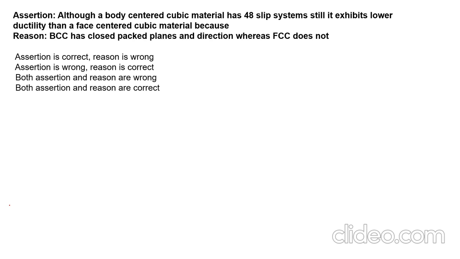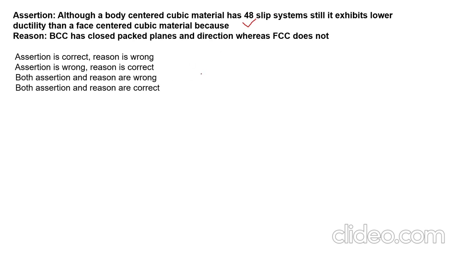Ma'am, first one. Right. So it is saying that the assertion is right. That means this first statement is right: you have a body-centered cubic material which has a large number of slip systems, but it has lower ductility than the face-centered cubic material, right?